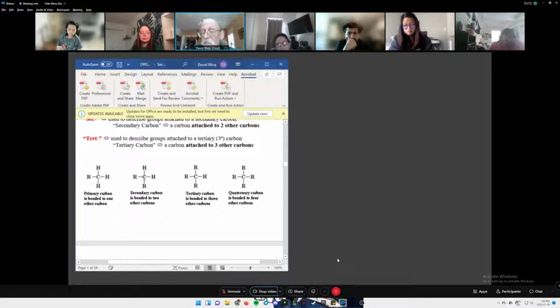This carbon has 2 hydrogens. They don't count. They're tiny and insignificant. This carbon is attached to 2 different carbons. We're calling them R groups. We don't care how long the chain is, but the fact that there's 2 other carbons or R groups attached means that this carbon is a secondary carbon.